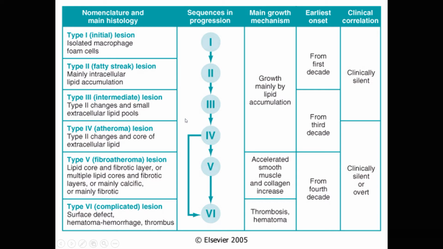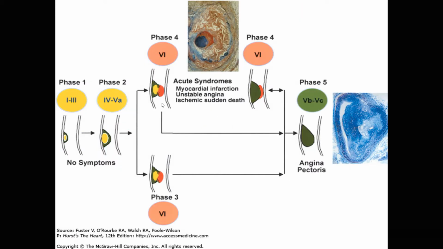The steps of this process are presented here in this picture. The plaque is growing mainly due to lipid accumulation and later fibrosis and thrombus formation. The first stages are clinically silent, while the advanced accumulation, the formation of the atheroma and finally fibroatheroma, will cause clinically overt disorder. These steps from 1 to 6 are illustrated here, from non-complicated to the complicated plaque with a thrombus.